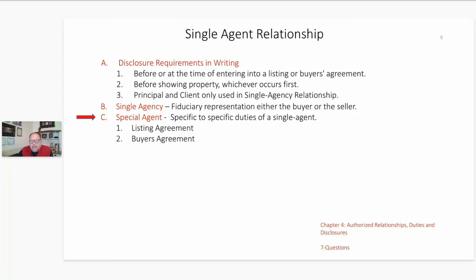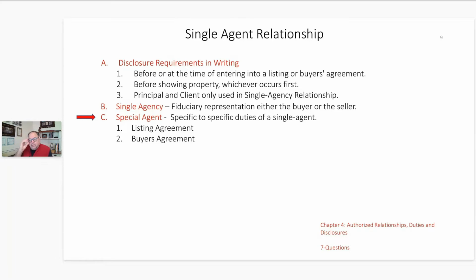All right, let's talk about single agent relationship. So this comes out of chapter 4, unit 4, which is authorized relationships, duties, and disclosures. 7 questions. This is a pretty big section that you want to be familiar with. Okay. Now, let's just talk a little bit about single agent.